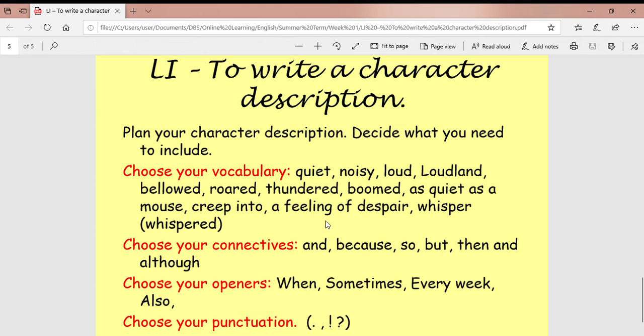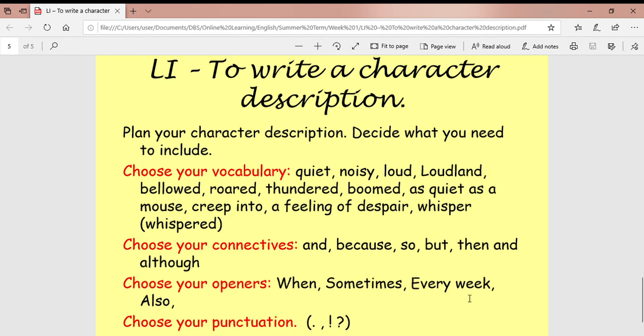A feeling of despair, which means when you feel so hopeless, you don't know what to do. You feel very sad, just like Mr. Quiet did in the story. Whisper is to talk very quietly, and whispered is the past tense of whisper. We've got some connectives here that you can use. Feel free to add your own as well as your own vocabulary. There's some openers here that you can use. These are just examples. Feel free to use your own.